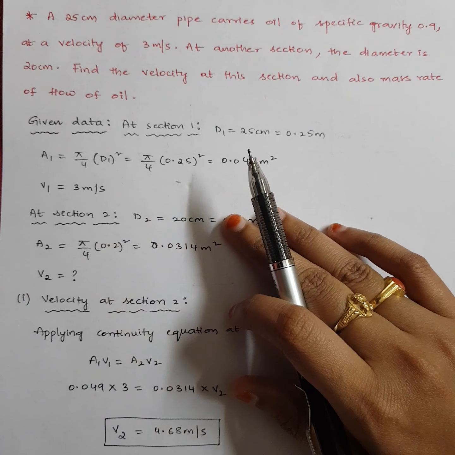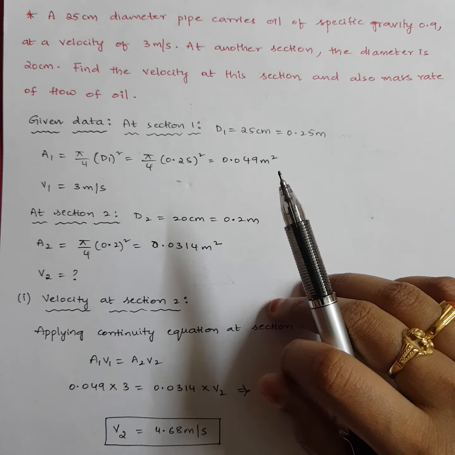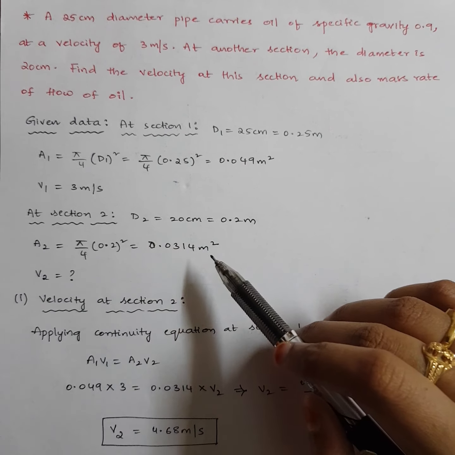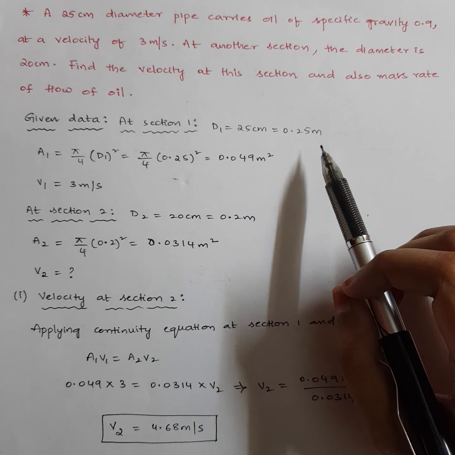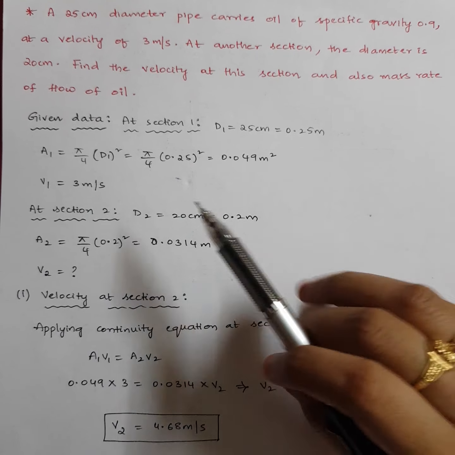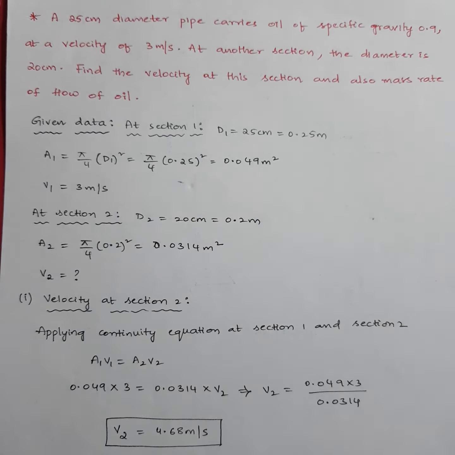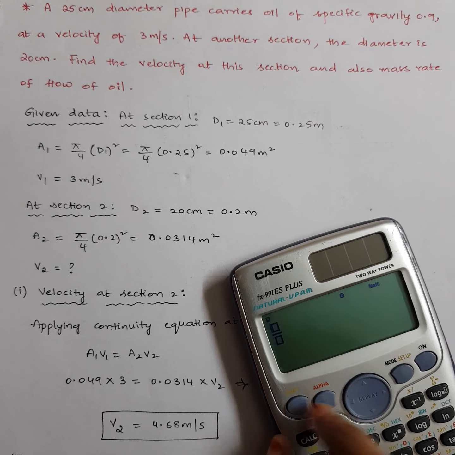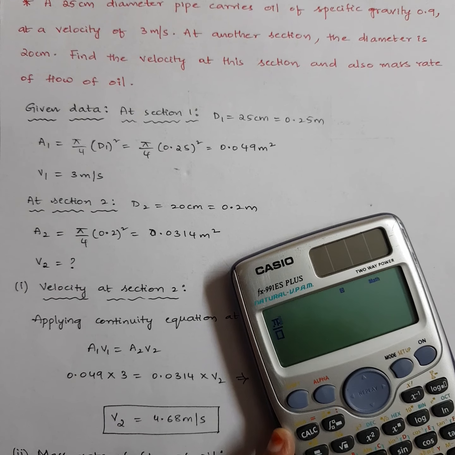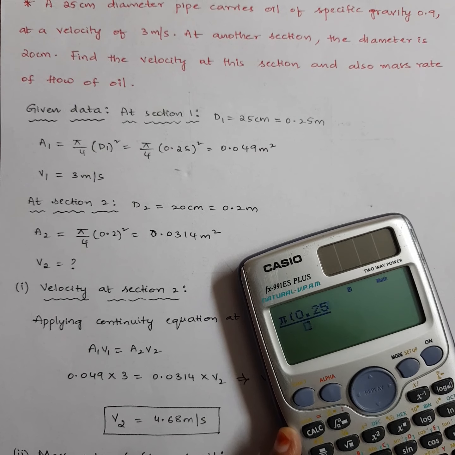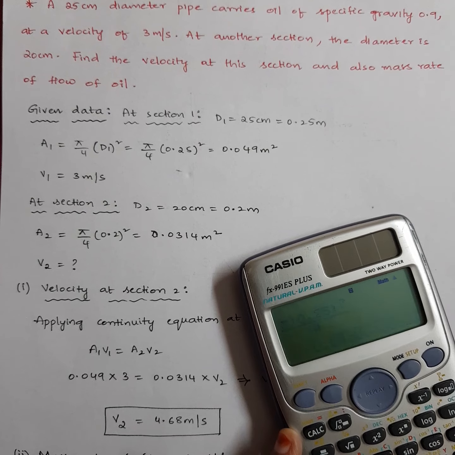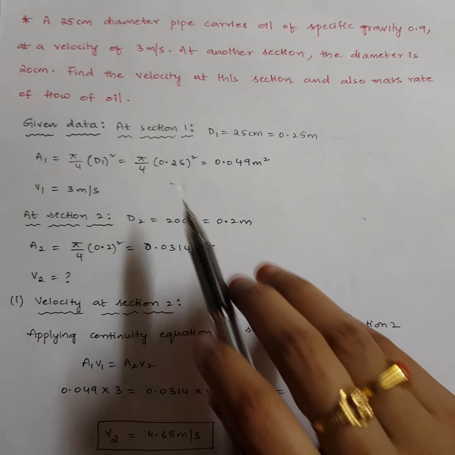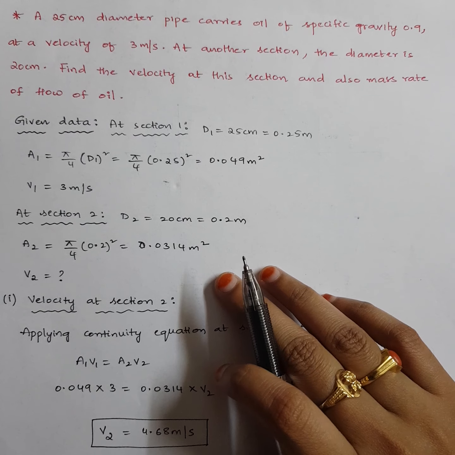So first start writing the given data. Take section 1 and section 2. As we wrote the equation a1 v1 equal to a2 v2, there are two sections, so write section 1, section 2. d1 is 25 centimeters, which is 25 by 100, 0.25 meters. So immediately calculate a1. A1 is pi by 4 of d square, which is pi by 4 of 0.25 square. Okay, it's 0.049 meters square. And velocity at the first section is given as 3 meter per second, so v1 is 3 meter per second.